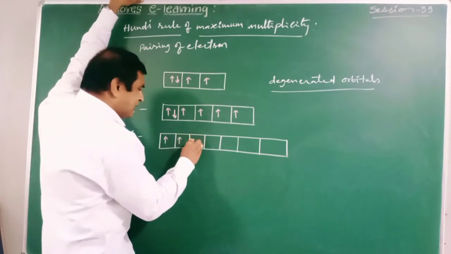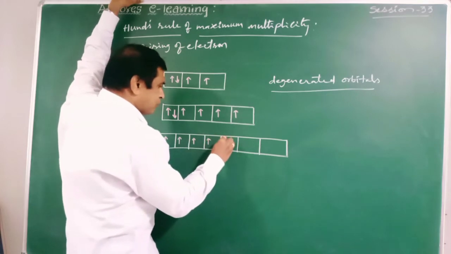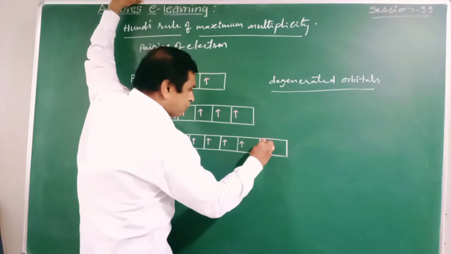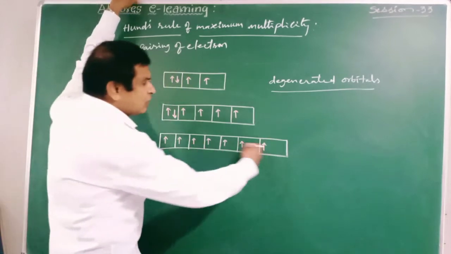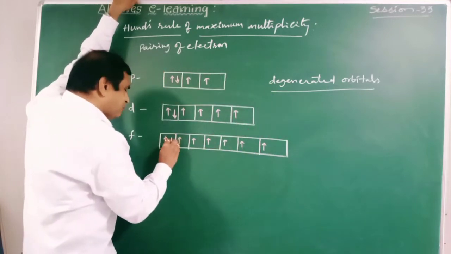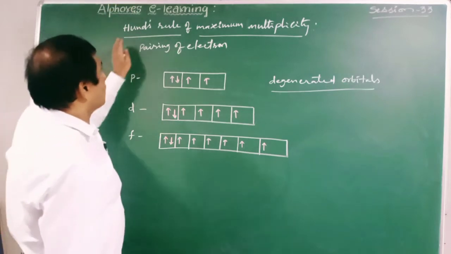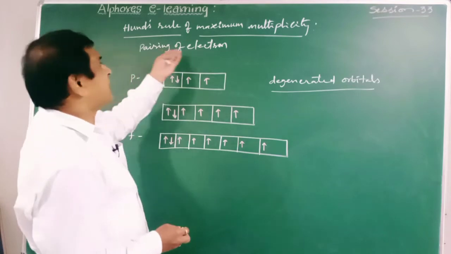All orbitals are filled with 1 electron each. So 7 orbitals and 7 electrons are filled like this, then pairing starts with the 8th electron. That is Hund's rule. Once again, the statement of Hund's rule. It explains pairing of electrons.